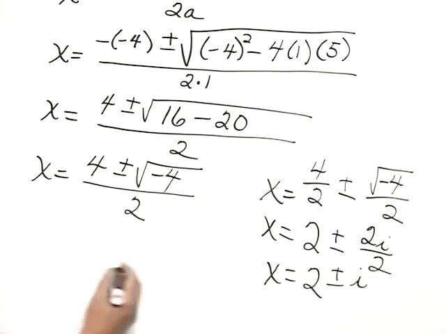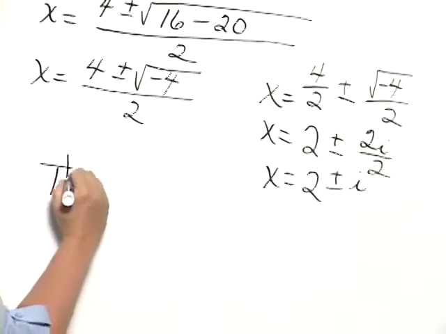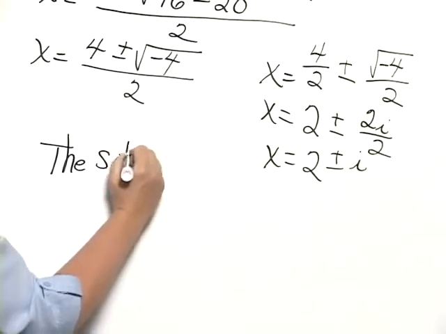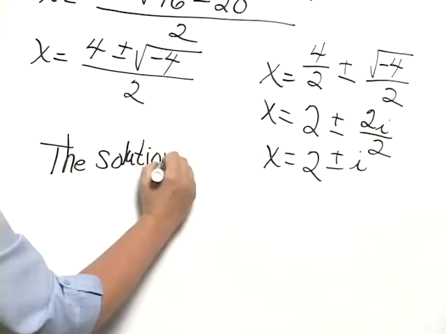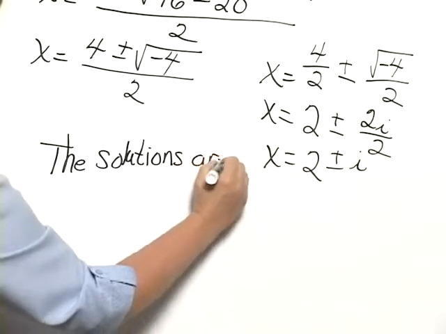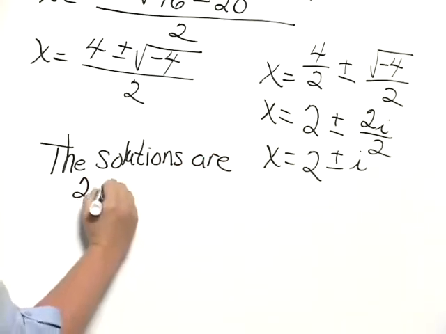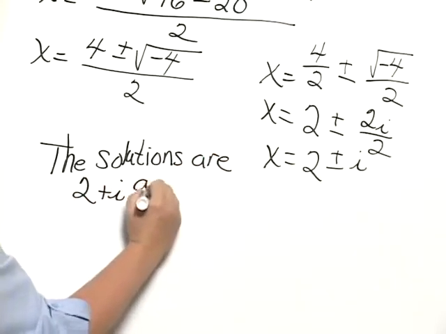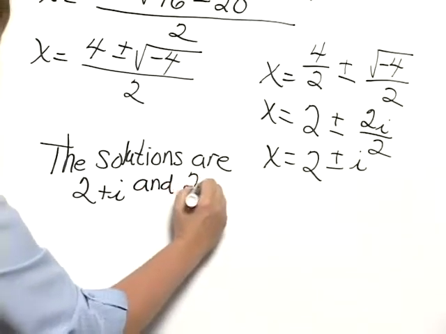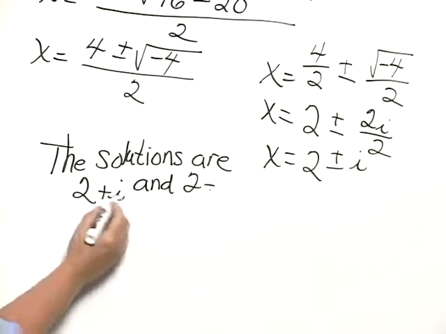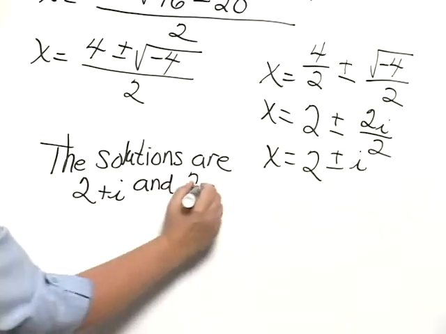These would be the solutions of the equation, so we can write the solutions are 2 plus i and 2 minus i.